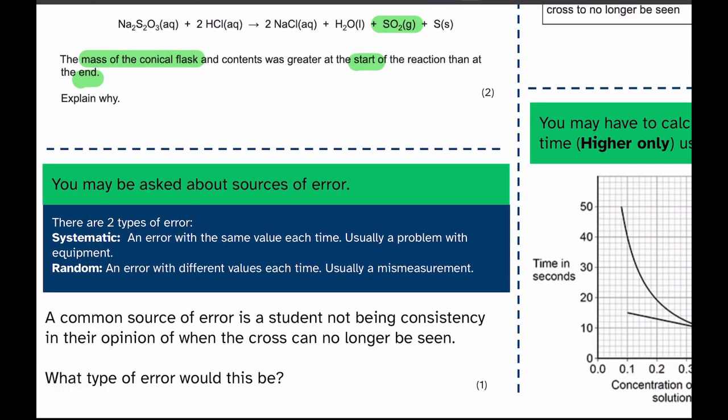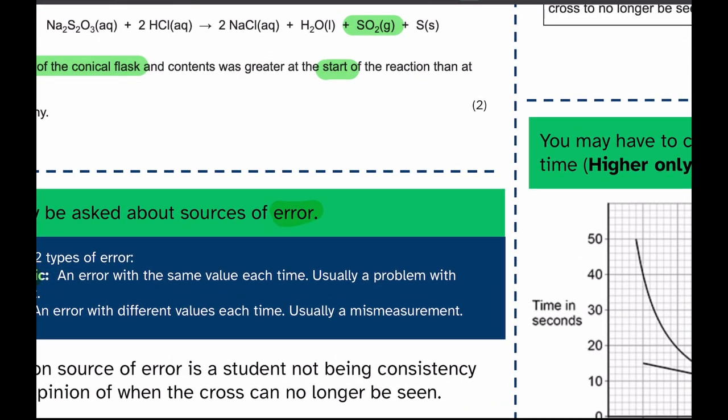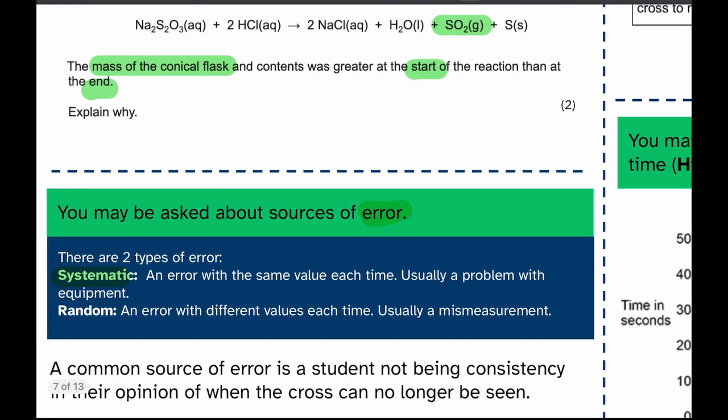I told you already you're going to be asked about error. Okay, there are 2 types of error. The first type is systematic. That's where the value for error each time is going to be the same. So that's where you would have a problem with a machine. For instance, if you're using a balance to figure out the mass, and the balance already isn't at 0 when you start, then you're going to have what you call a 0 error, which is an example of systematic error. Every measurement that you take is going to be out by the same amount, therefore it's a systematic error.